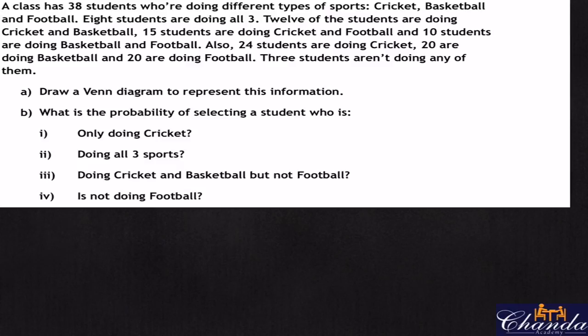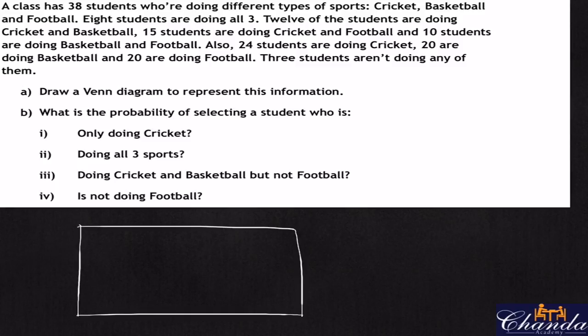Alrighty. So this question says, a class has 38 students who are doing different types of sports: cricket, basketball, and football. 8 students are doing all three. 12 of the students are doing cricket and basketball, 15 students are doing cricket and football, and 10 students are doing basketball and football. Also, 24 students are doing cricket, 20 are doing basketball, and 20 are doing football. 3 students aren't doing any of them. Draw a Venn diagram to represent this information. Whoa, so we don't have a lot of space here, so let's draw this out as best as we can.